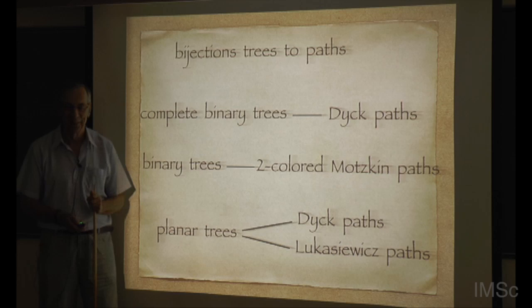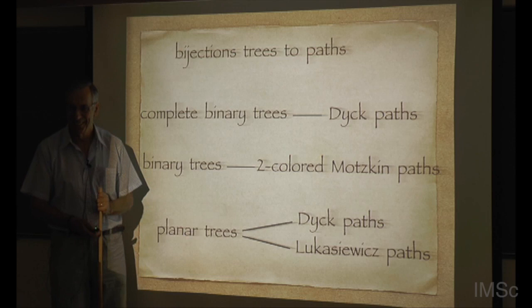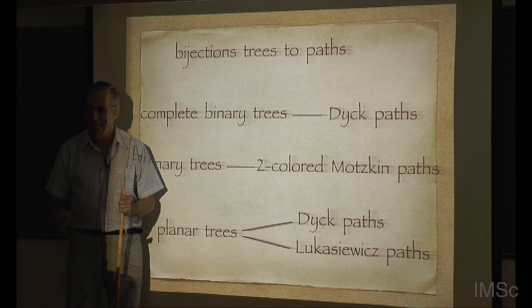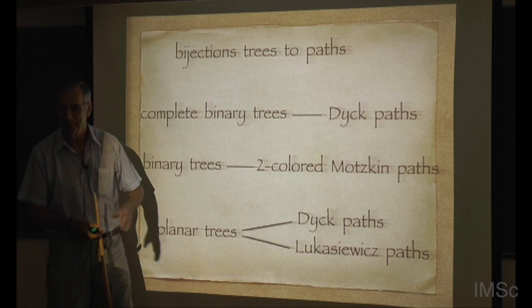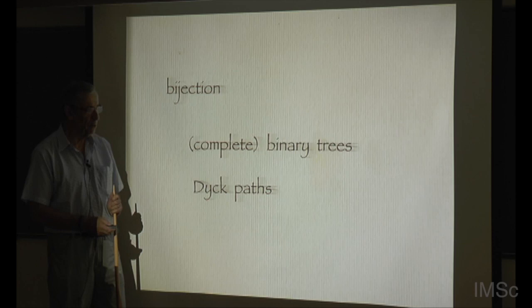And so it's good to visit the garden. There are a lot of flowers, and once you are familiar with the garden, you can do many beautiful things as soon as you put some weight on the tree, on the path, and you get beautiful identities. So, bijection from complete binary trees to Dyck paths.